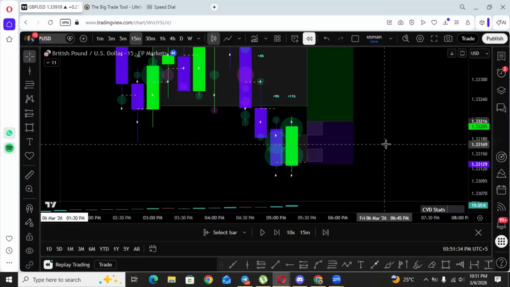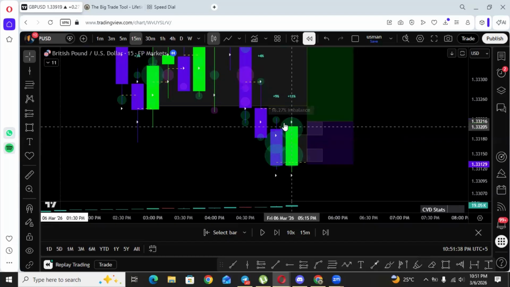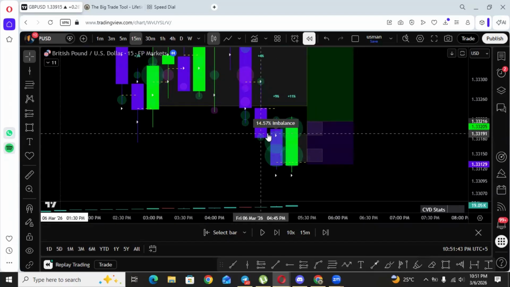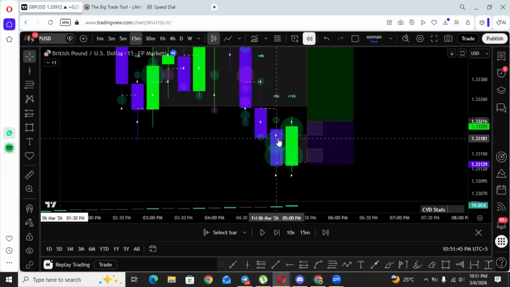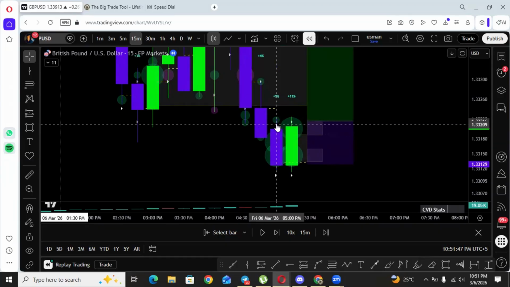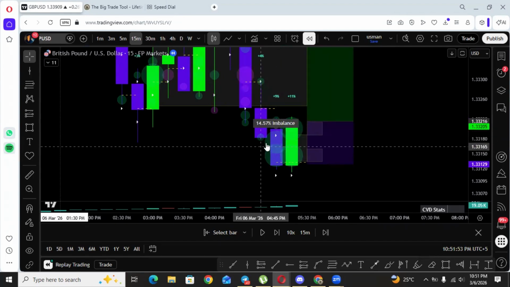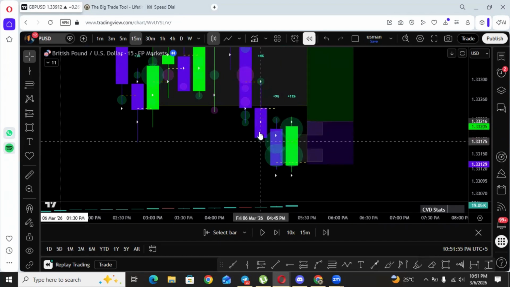Now you can read it very easily. If the size of the bubble is bigger, it means there is a lot of buying happening at this point. If the size of the bubble is smaller than this bubble, you can tell that there was buying at this point, but small, less than the buying that happened at these areas.